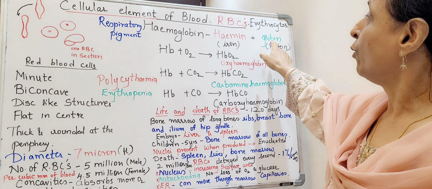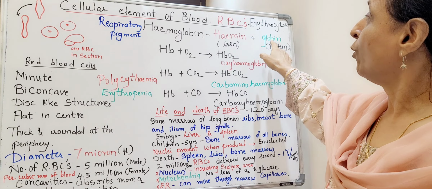oxyhaemoglobin. This oxyhaemoglobin travels and gives oxygen to each and every needy cell. Then it also combines with carbon dioxide because it has to bring carbon dioxide to the lungs to be thrown out of the body. So it combines with carbon dioxide. It forms carbaminohaemoglobin.